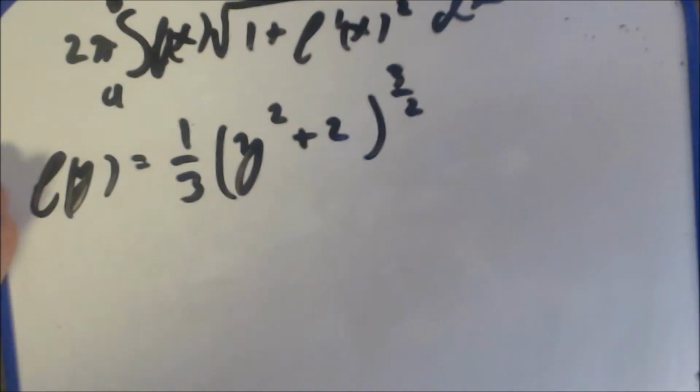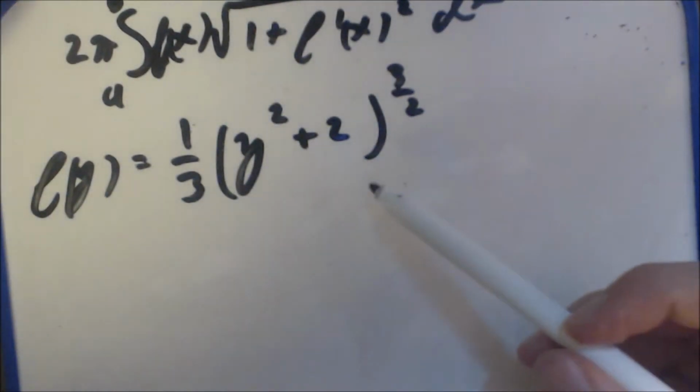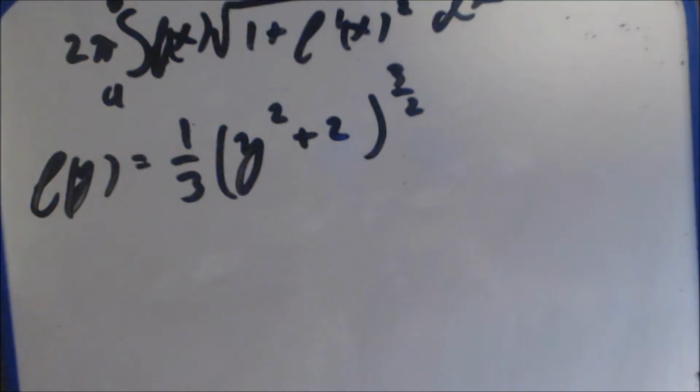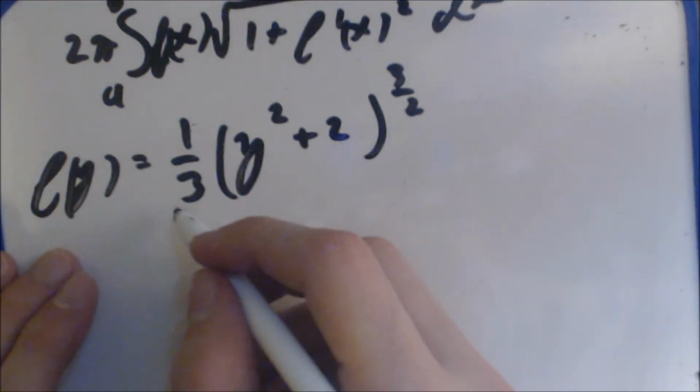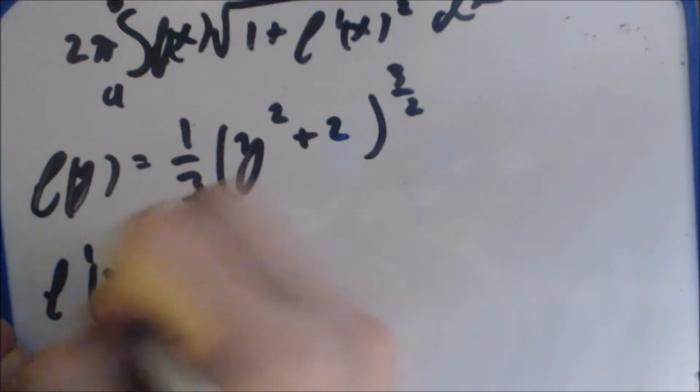Let me check. Oh, this one's actually going to be slightly harder. So we're going to do, what do I do here? f of y is equal to 1/3 (y squared plus 2) all to the 3 over 2. And I'm off screen again. Gotta work on that. Alright, so first, like I did in the last one, we're going to find f prime of y.